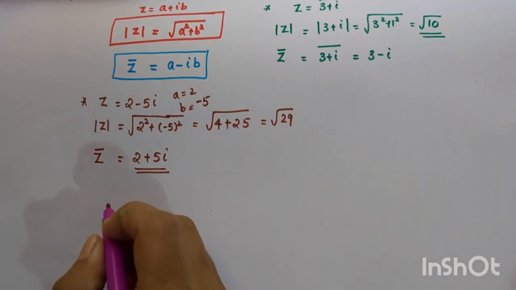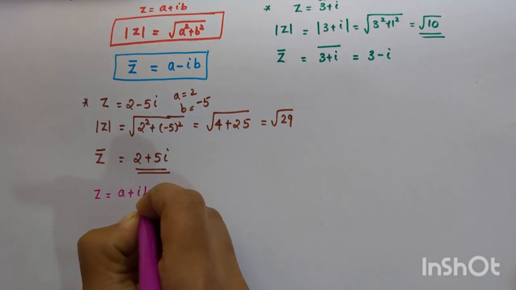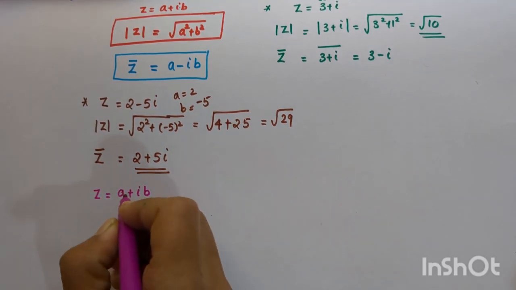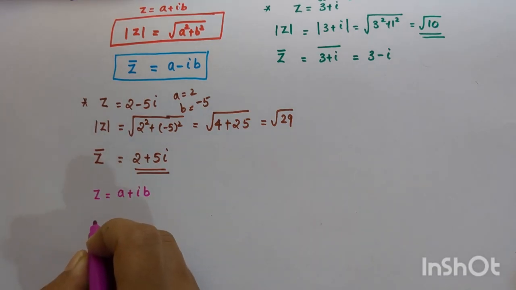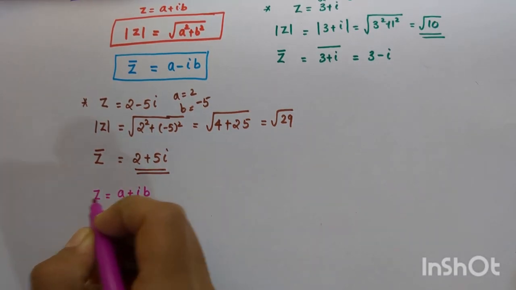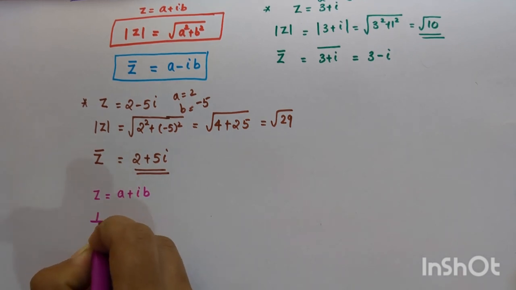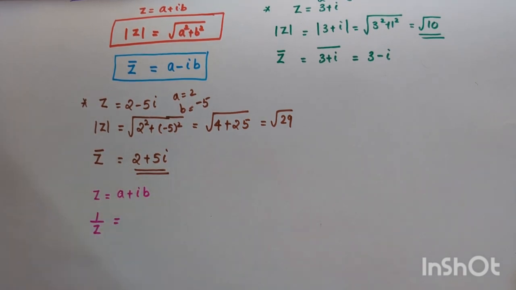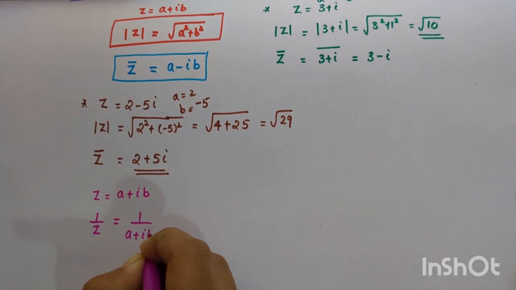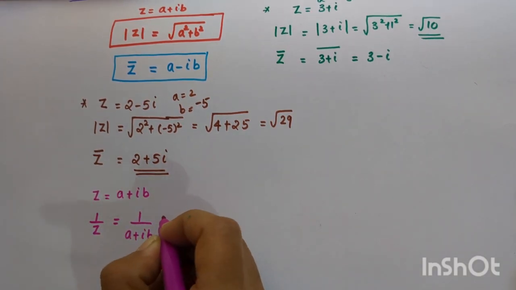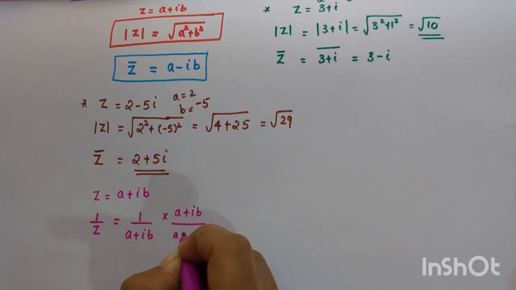Now consider a non-zero complex number z equal to a plus ib. Now the multiplicative inverse of this z will be equal to what? Which we have already learned in our previous video. The multiplicative inverse of z is written as 1 by z. So 1 by z is equal to 1 by a plus ib.